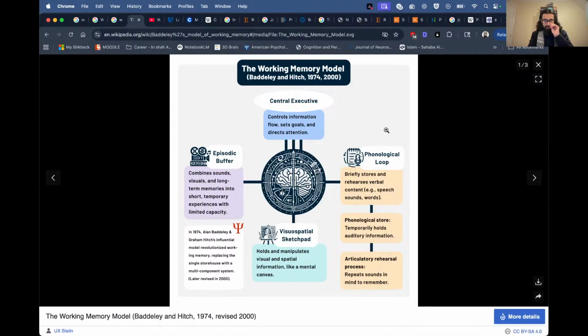So, the central executive controls information flow, sets goals, and directs attention. Okay. Then you have your episodic buffer, which combines sounds, visuals, and long term memories into short temporary experiences with limited capacity. And then you have your visual sketchpad, which holds and manipulates visual information like a mental canvas.